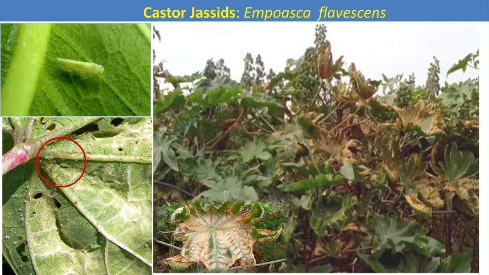The next is the sucking pest, castor jassids. Nymphs and adults are the damaging stages. The nymphs and adults congregate on the lower surface of the leaves and start feeding by sucking the cell sap, and during feeding they inject toxic saliva into the host tissue and produce one characteristic symptom, that is the hopper burn symptom. In this slide we can see the hopper burn symptoms on castor leaves.